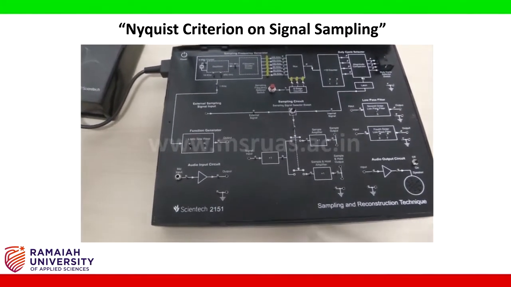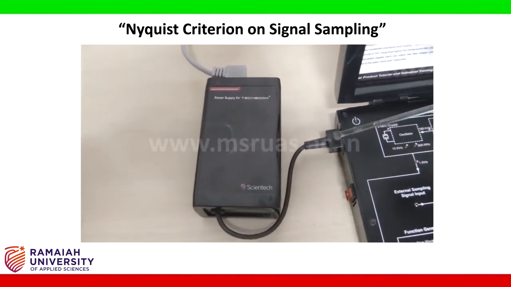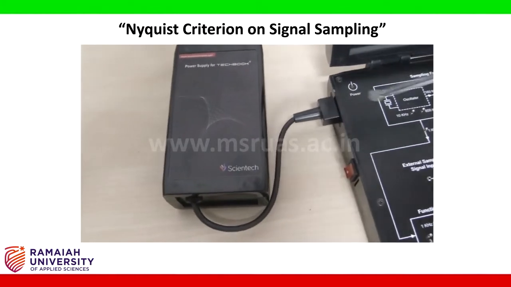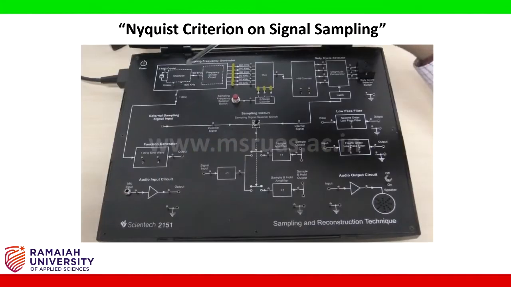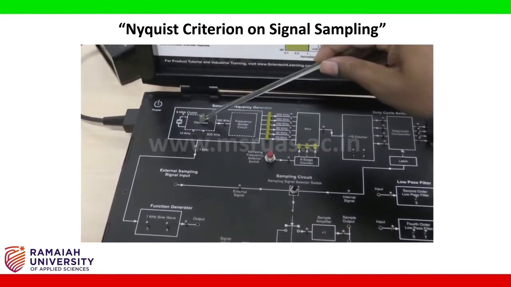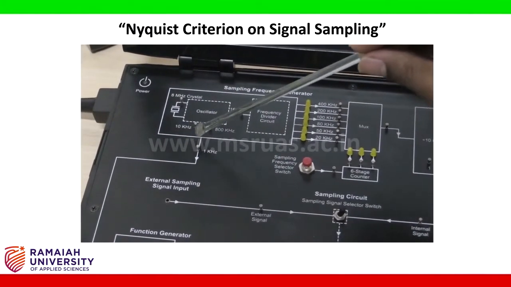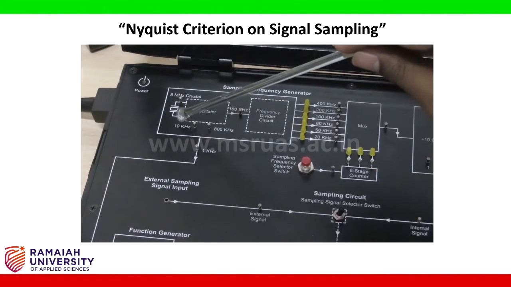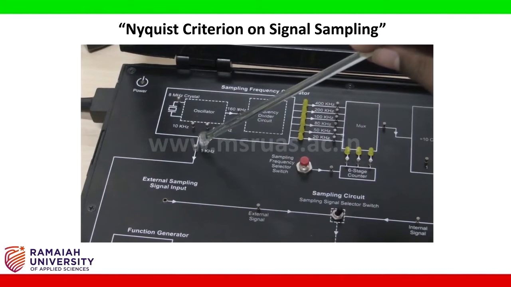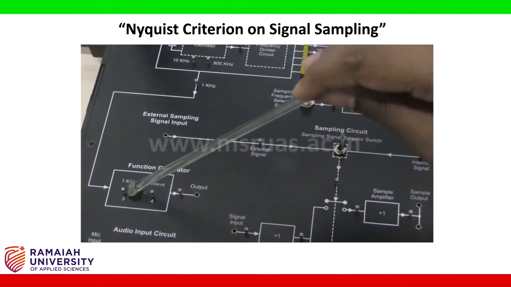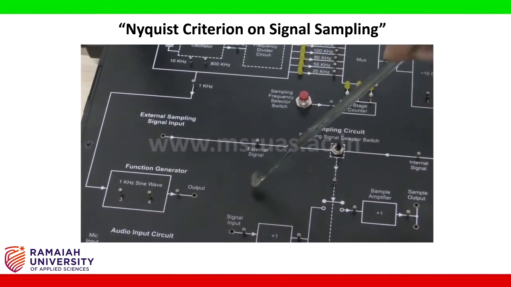We need to connect a power supply through this power adapter, and using this socket we have to connect, and this is the power supply switch. In this board we have this crystal oscillator going to generate sine wave from 10 kilohertz to 800 kilohertz, and we extract a 1 kilohertz sine wave and we consider this as an analog function generator for this experiment.